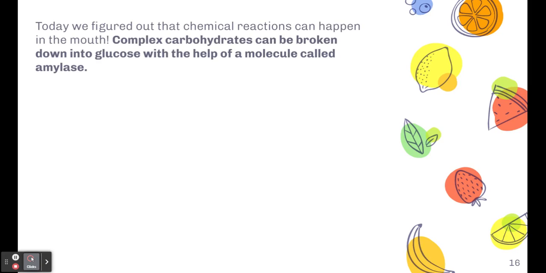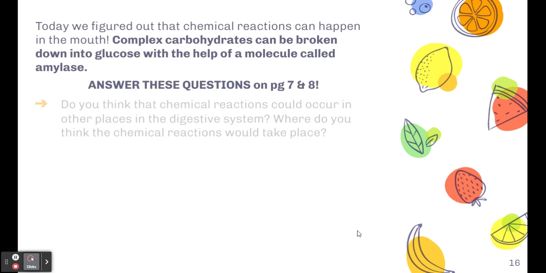So we figured out that chemical reactions can happen in the mouth. Complex carbohydrates can be broken down into glucose with the help of a molecule called amylase. Answer the questions on pages 7 and 8 in your packet. The top of page 7 is a little review of saliva. If you don't remember the answers, flip back to page 3 in your packet and your reading about saliva. And then you're going to answer the rest of the questions.